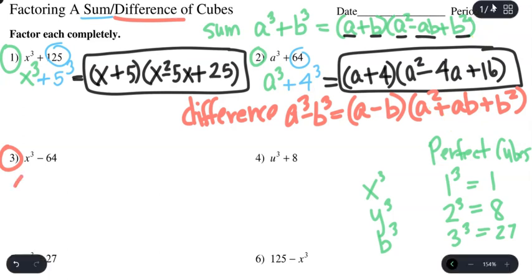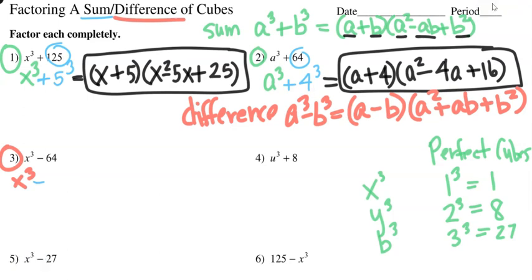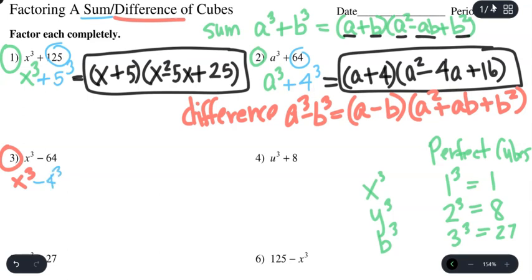I have my x cubed, I have my perfect cube, I have my difference, and then I want to see, do I have a perfect cube? Well, 64 is a perfect cube. It's 4 cubed. So I can, in fact, apply the identity here. So I have x minus 4, which is what we do with a difference. Remember, the only difference is my first factor is subtraction instead of addition. Okay?